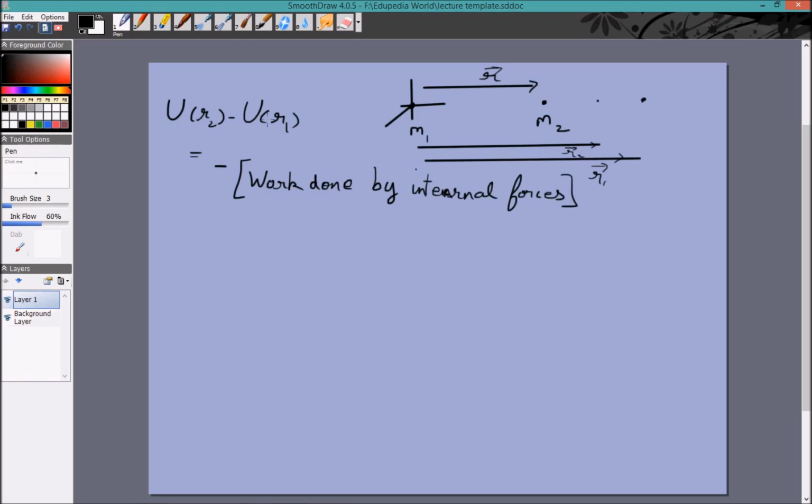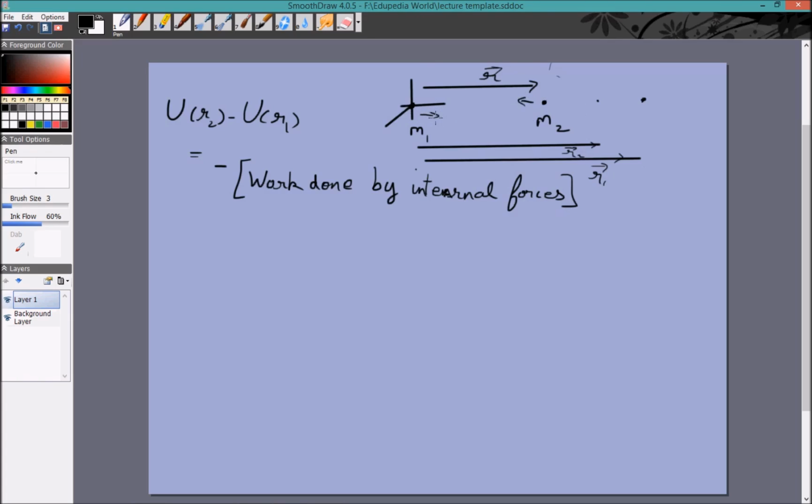Right? So potential energy only makes sense if we are talking about internal forces. Potential energy is defined only for conservative internal forces. So in this case, we'll take M1 and M2 combined to be a system, and we are moving M2 and M1 is held stationary. So there will be a force of attraction between these two.